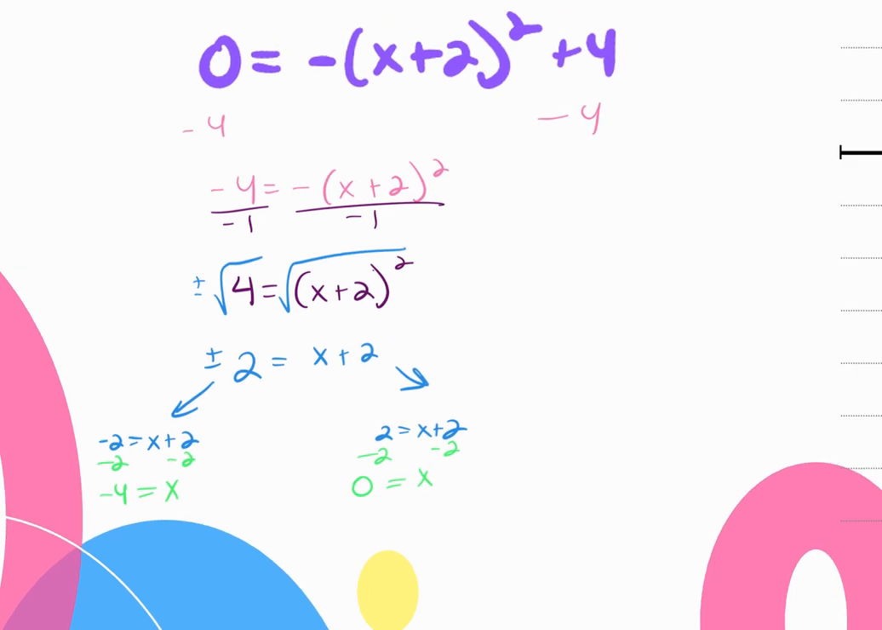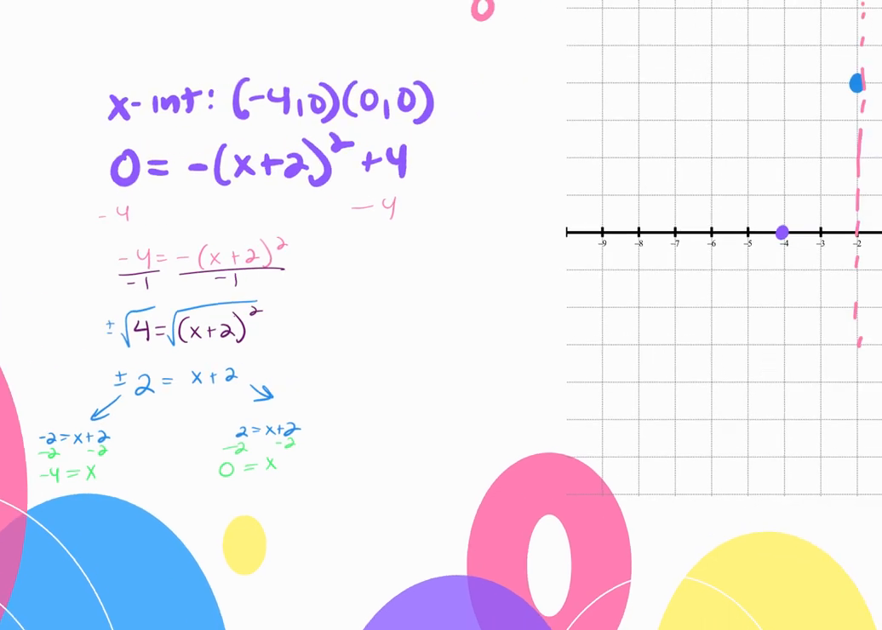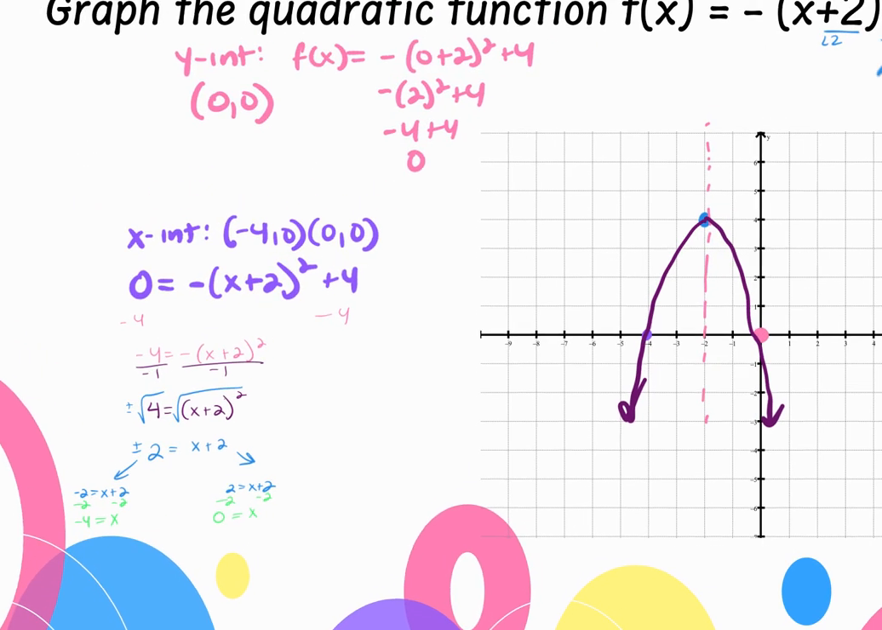So I have 2 x-intercepts: negative 4, 0, and 0, 0, which was consistent with what I thought was happening on the graph. So then I use those two to finish my parabola.